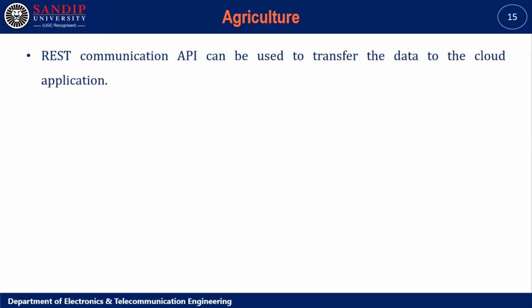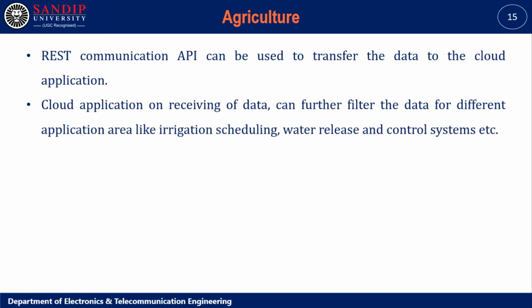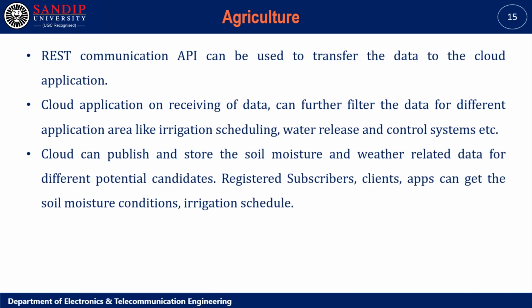A REST communication API can be used to transfer the data to the cloud application. The cloud application, on receiving data, can further filter the data for different applications like irrigation scheduling, water release and control system, etc. Cloud can publish and store the soil moisture and weather related data for different potential candidates. Registered subscriber client apps can get the soil moisture condition and irrigation schedule.